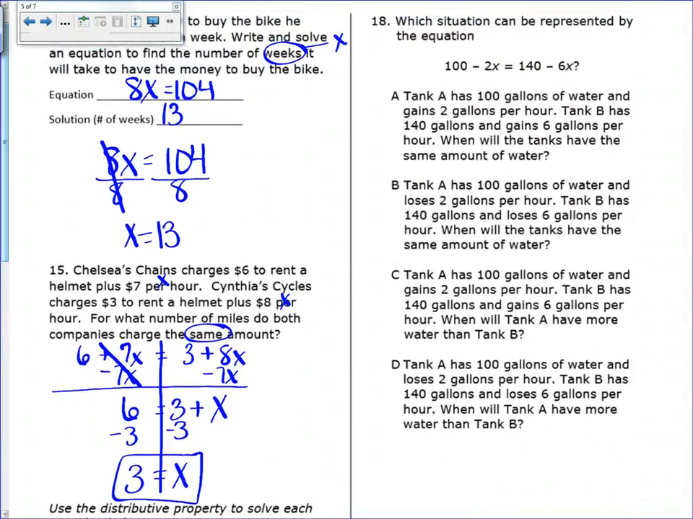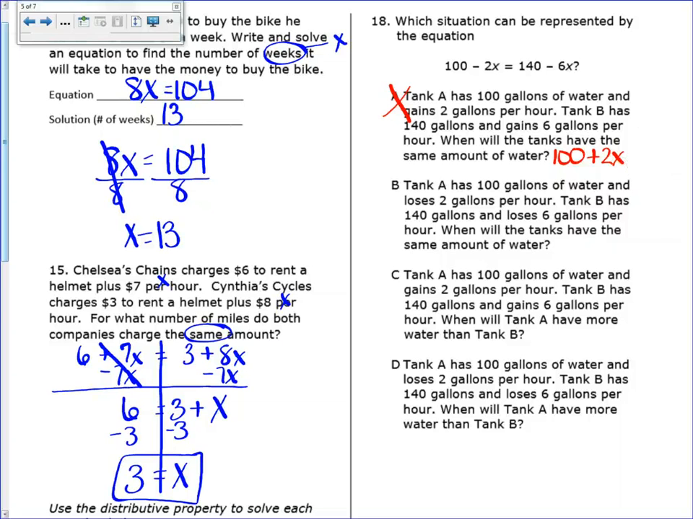Number 18. Which situation can be represented by the equation 100 minus 2x equals 140 minus 6x? So A. Tank A has 100 gallons of water and gains 2 gallons per hour. So right off the bat, I see I have 100 plus 2x, and that does not match my equation up here. This is 100 minus 2x. So because my operations are different, I know it can't be option A.